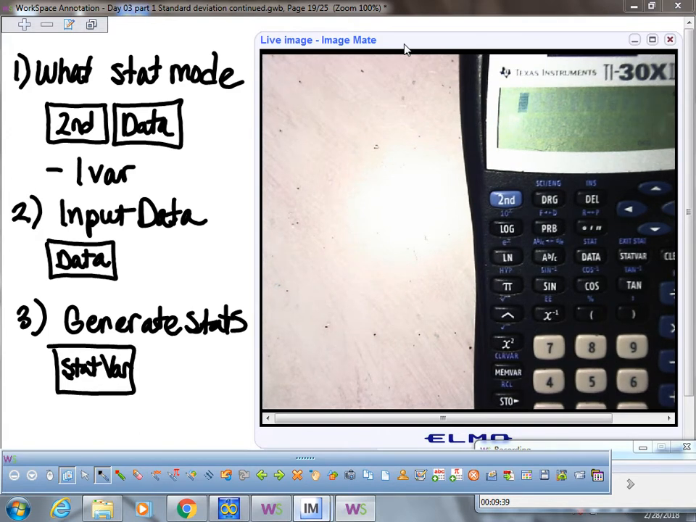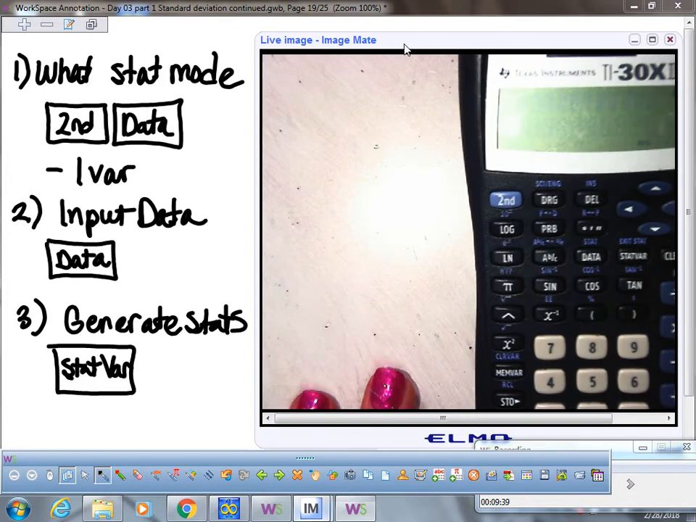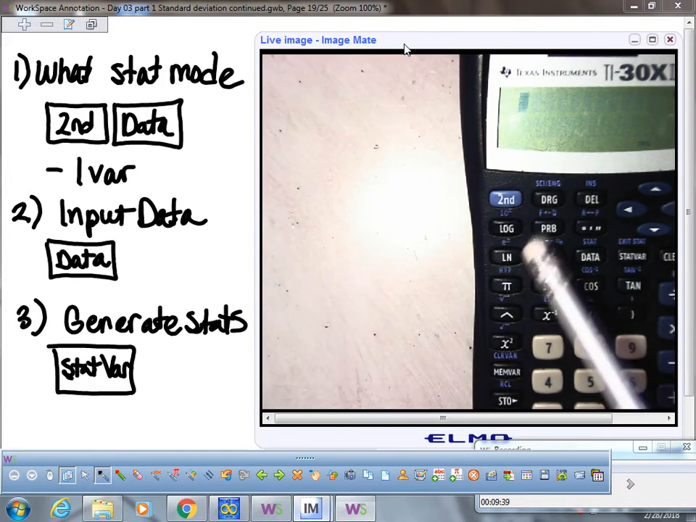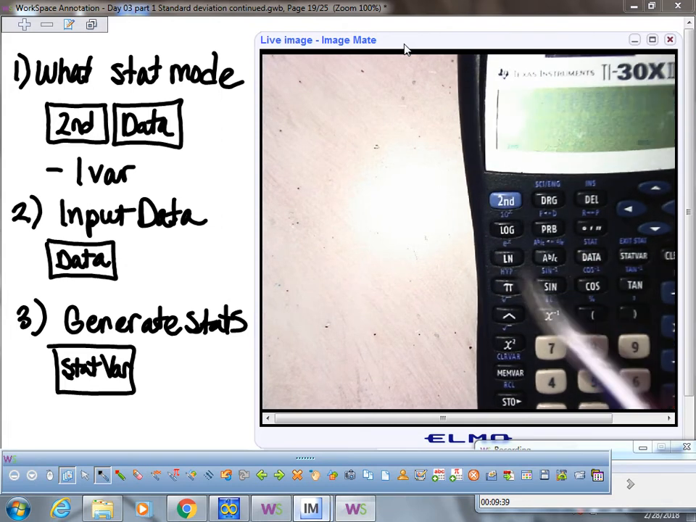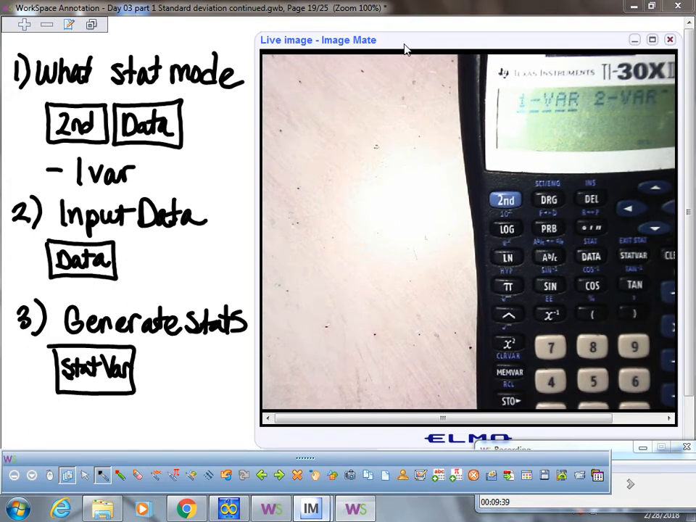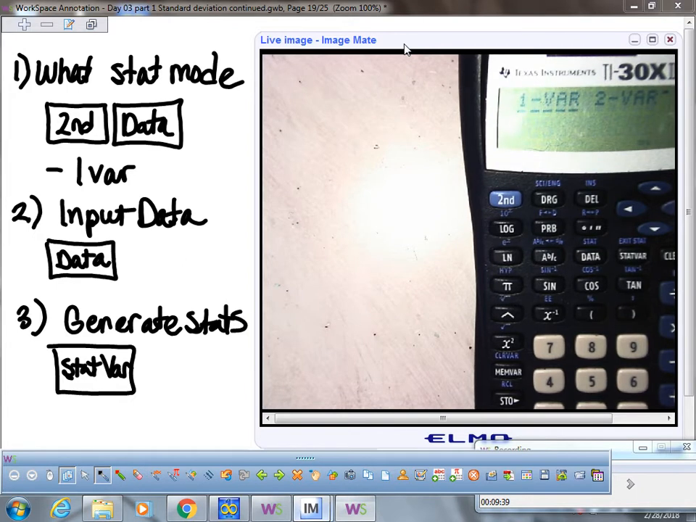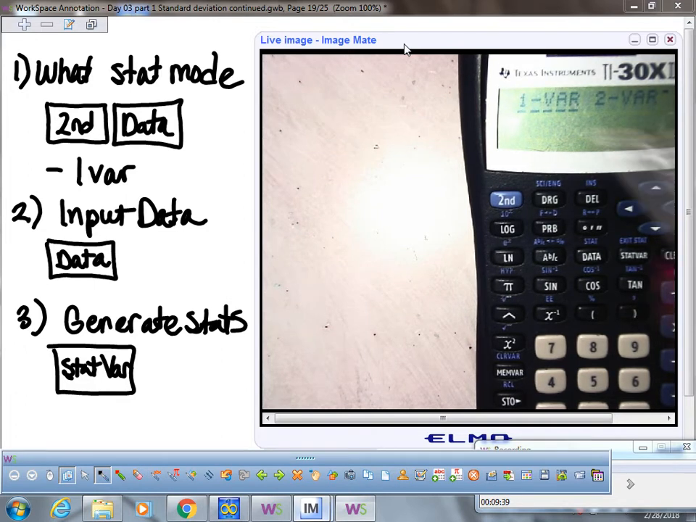Okay. All right, so the first thing I'm going to do is hit my stat mode. So I'm going to hit second and then data. See, it asks me which one I want, 1 or 2. I want 1 because we're only dealing with one set of values. So instead of dealing with ages and heights, we're only dealing with ages. Right now we're just dealing with scores. So that's all we're going to put in. That's all we're ever going to use is just 1. So I'm going to hit enter.